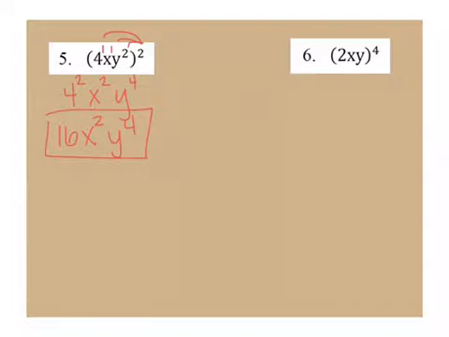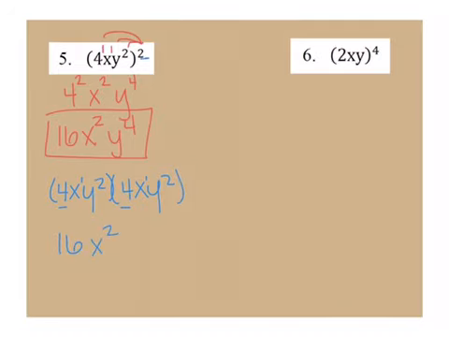Another way you could have thought of that process is this exponent out here tells me I have 2 of those inside things. So I have 4xy squared times 4xy squared. So I can then multiply, and when you multiply, you add. So I have a 4 times 4 first, and then I have an x to the 1 times x to the 1, which is x squared. Y squared and a y squared gives me y to the 4th.